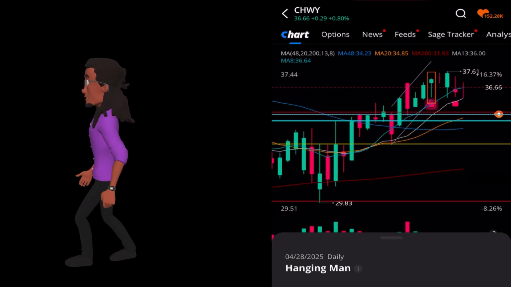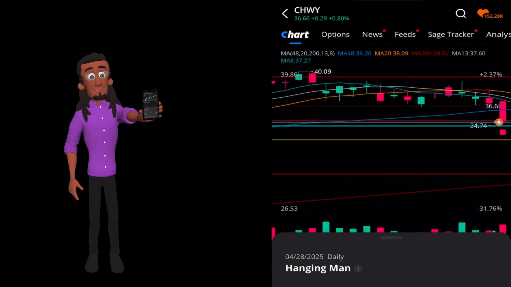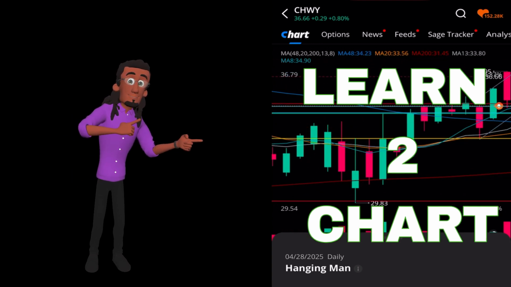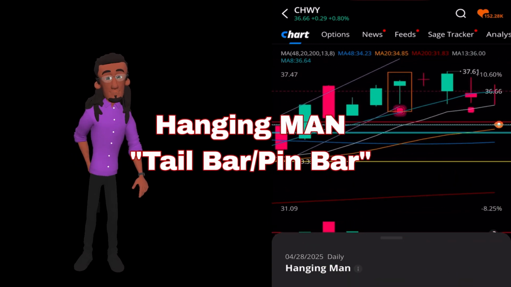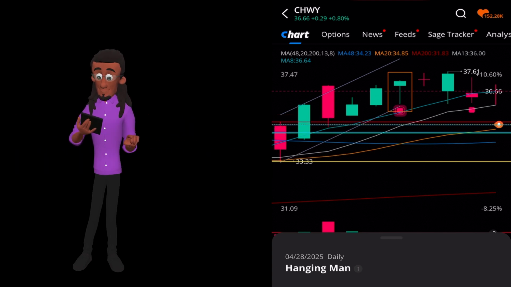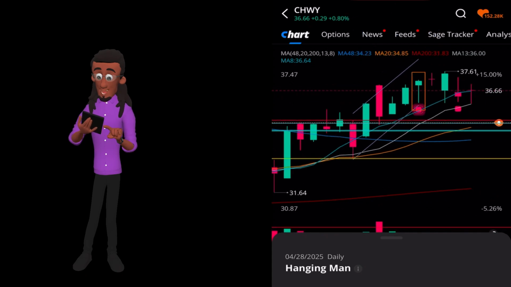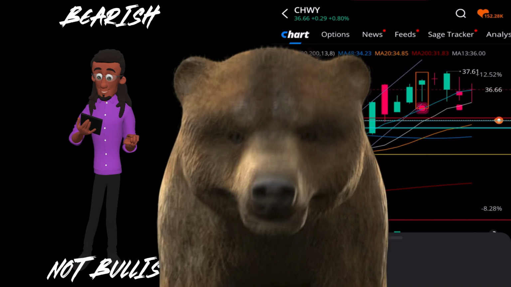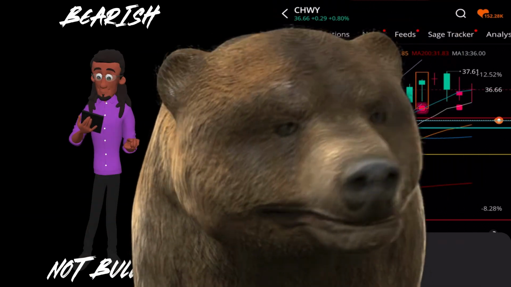Peace and love. So let's get into the next chart pattern. Okay, right now we have the hanging man. All right, the hanging man chart pattern. This candle right here, this is a short term bullish candle. Short term bullish candle.